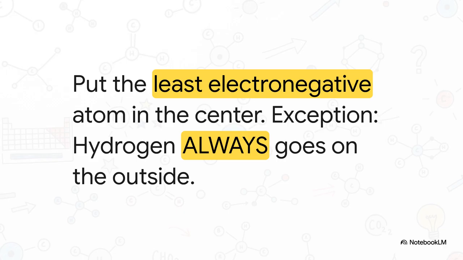A really quick way to figure this out is to just find the element that's farthest away from fluorine on the periodic table. But there is one golden, unbreakable rule: hydrogen. It is always on the outside, no exceptions. It's just too small to be anywhere else.